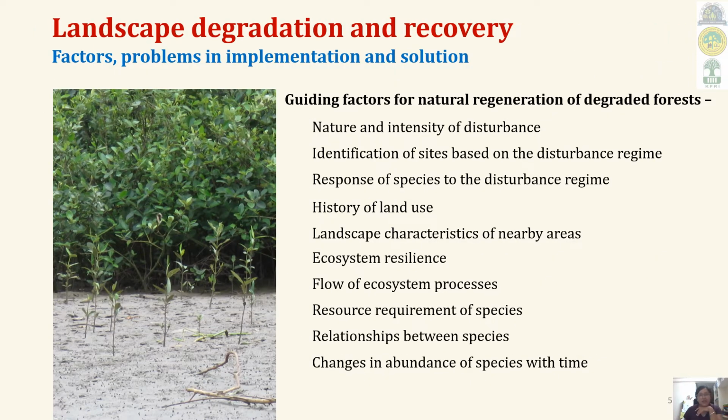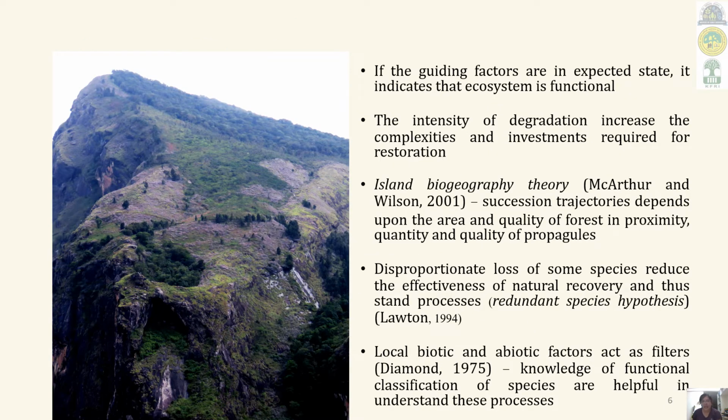In this way, recovery of degraded forested landscapes depends upon the nature and intensity of disturbance, identification of sites based on these disturbance regimes, response of the species to these disturbance regimes, the history of land use, landscape characteristics of nearby areas, resilience of the ecosystem, flow of ecosystem processes in that area, resource requirement of existing species, relationship between these existing species, and changes in abundance of species with time. If these guiding factors are in the expected state, it indicates that the ecosystem is functional and recovery is good, and it might end up in a system close to its original state.